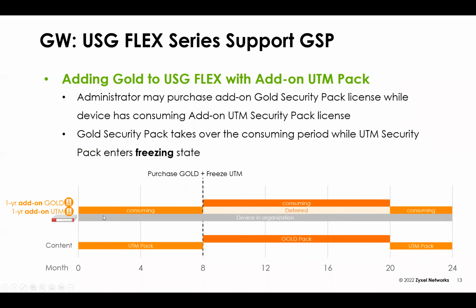Now, here's a quick little guide here that shows you exactly how it works on a chart. So we have the administrator that may purchase a Gold security pack license when the device is consuming the UTM service pack. So here we have a Gold security pack. What ends up happening is it will freeze the UTM and defer. So here we have our one-year add-on with Gold and we have our one-year add-on with the UTM. So it's going to consume the UTM, and then once the UTM has been consumed, we will then use the Gold security pack for that device.